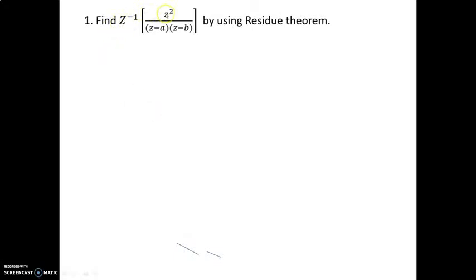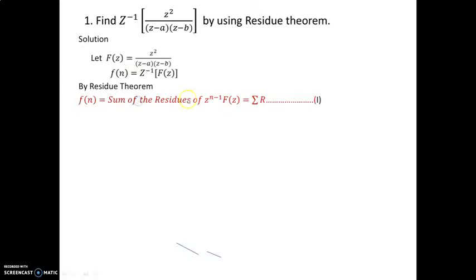Find the inverse Z transform of z square divided by z minus a into z minus b by using the residue theorem. Inside the inverse transform, let it be capital F of z. Let capital F of z equal z square divided by z minus a, z minus b. Already we know that the inverse Z transform of the given function F of z gives the sequence f of n. Therefore, f of n equals the inverse Z transform of F of z. We know the residue theorem formula: f of n equals the sum of the residues of z power n minus 1 F of z. Symbolically we write summation of R.